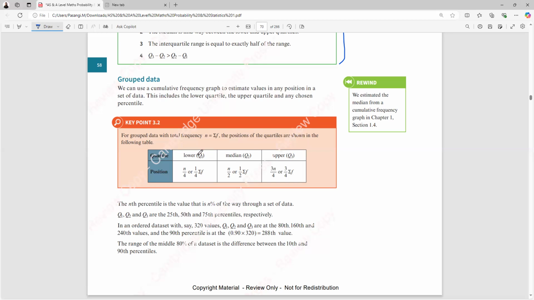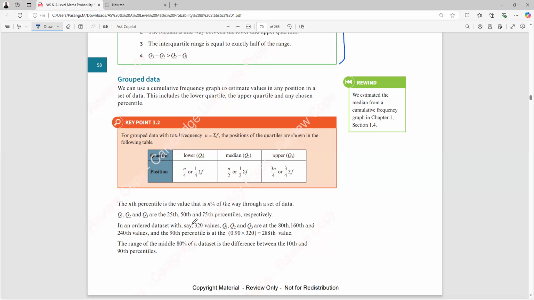Now, how it works: if it's the lower quartile, that is the 1 over 4th value. If it's the median, that means the half value. If it's the upper quartile, that is the 3 over 4th value. That's what we have. So the nth percentile is the value that is n% of the way through a set of data. Q1, Q2, Q3 are the 25th, 50th and the 75th percentiles respectively.